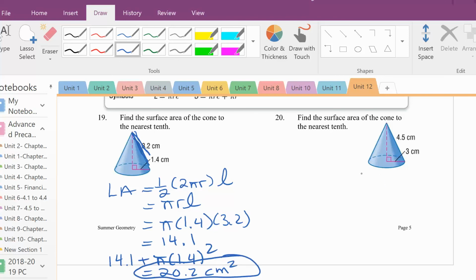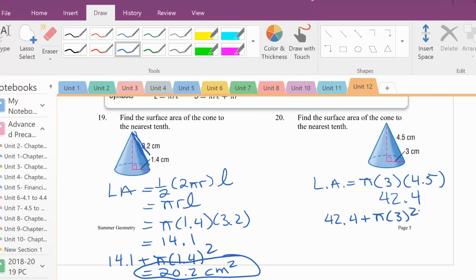All right, so then the next one, same deal, lateral area is equal to pi times 3 times 4.5. And when you do that, you get 42.4. And then 42.4 plus pi times 3 squared is going to give you the total area. So it gives you 70.7 centimeters squared.